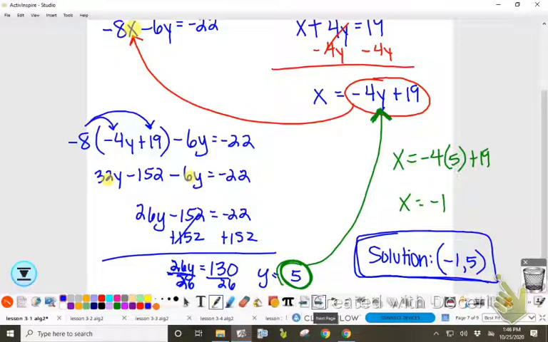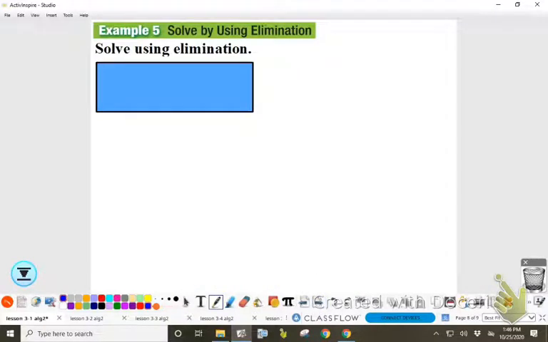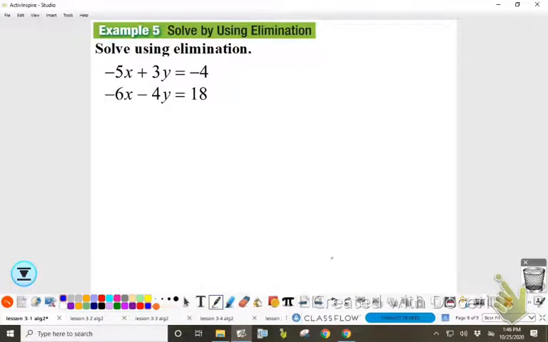Okay, so that is solving systems using substitution. The next one is solving using elimination. I personally like this method better, but some people think it's more work. It just really depends. So you have negative 5x plus 3y equals negative 4, and you have negative 6x minus 4y equals 18.